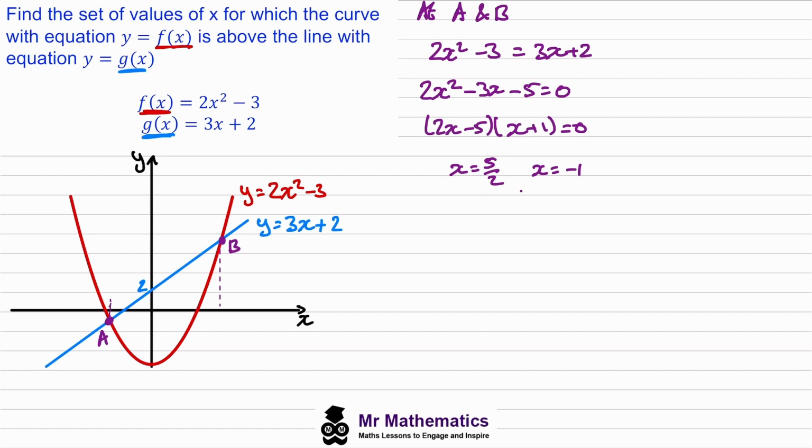We can show these solutions on our graph. So we've got negative 1 at A and 5 over 2 at B. We were asked to work out when f of x is above the line g of x. You can see that this is when x is greater than 5 over 2 in this direction, and when x is less than negative 1 in this direction. So we'll write x has to be greater than 5 over 2, or when x is less than negative 1.